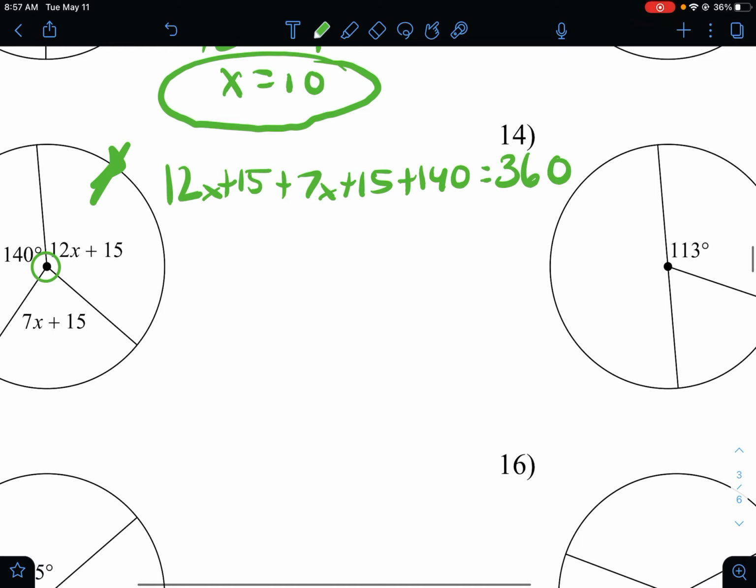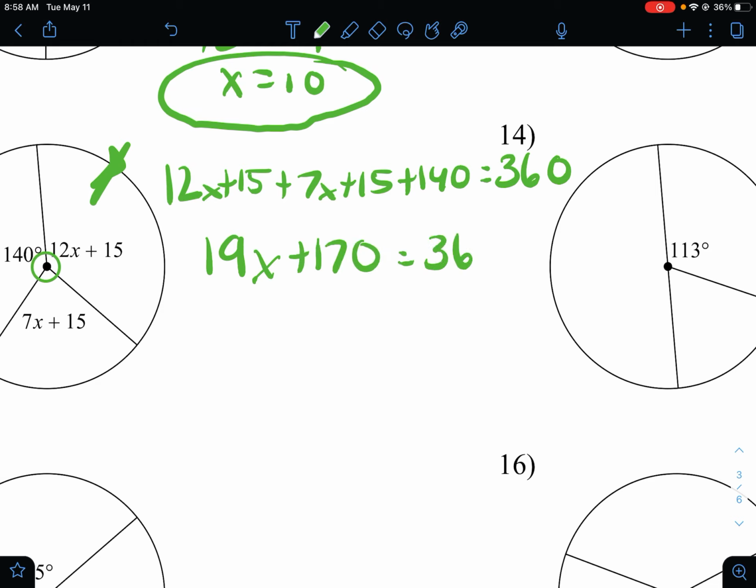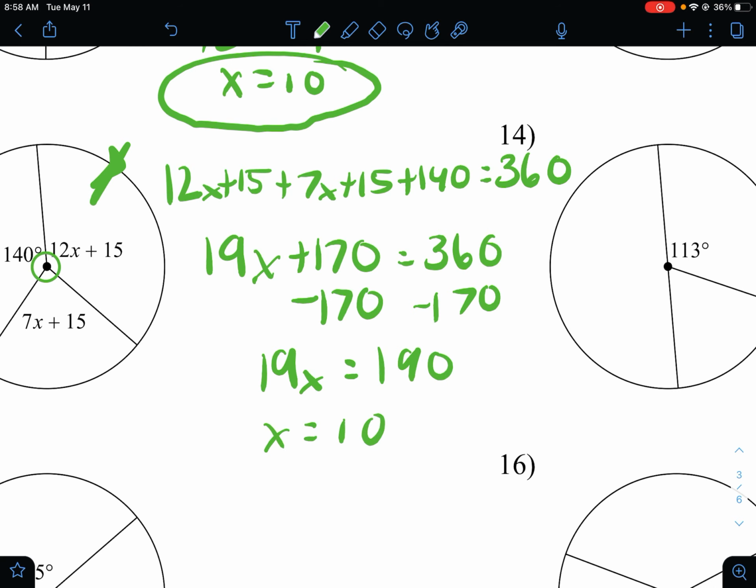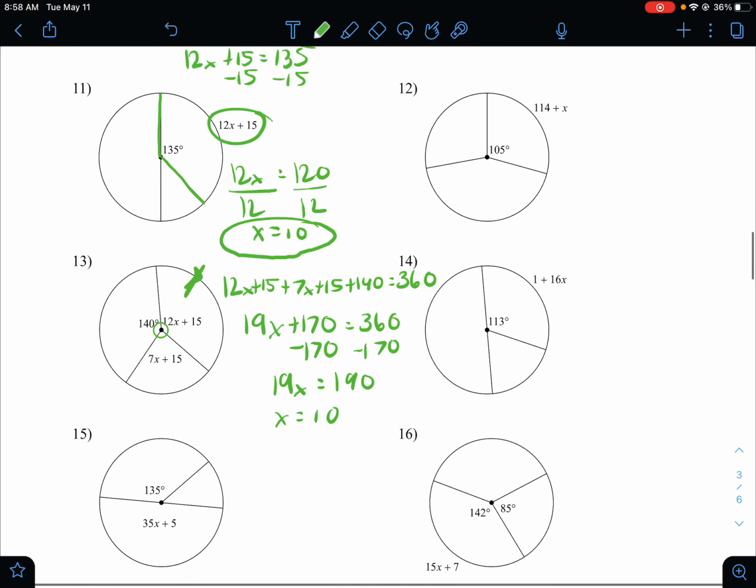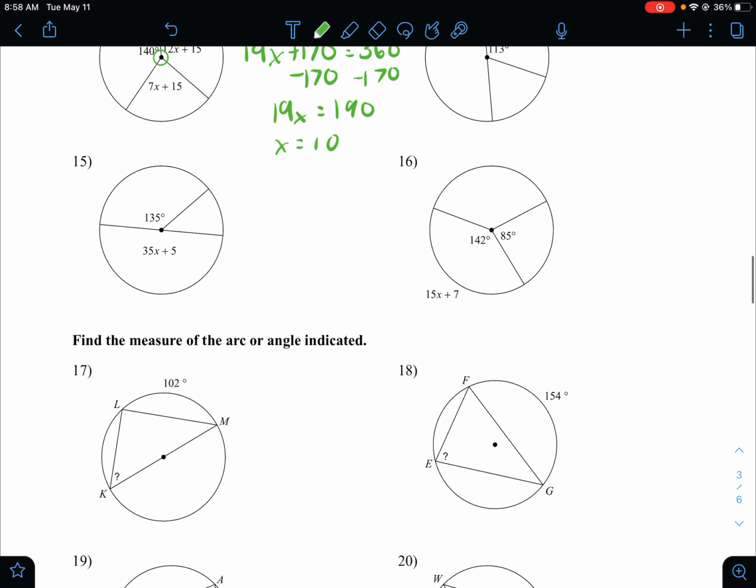So when you do that, we've got 7 and 12, which is going to give us 19x. We've got 15, 15, and 140, which is going to give us 170, which gives us 360. Minus 170 gives us 19x is equal to 190. You get that x equals 10. Very nice. All right, we are making progress, my friends.